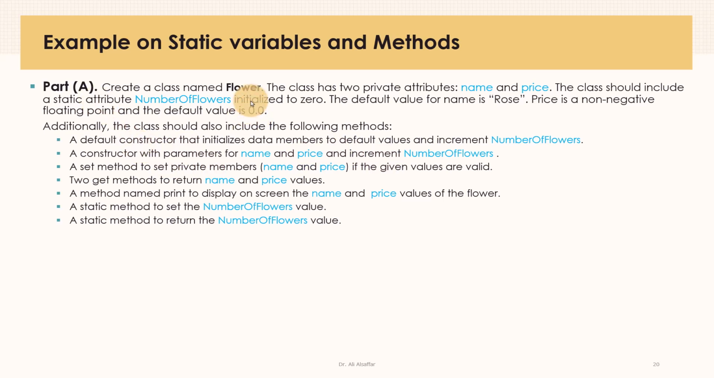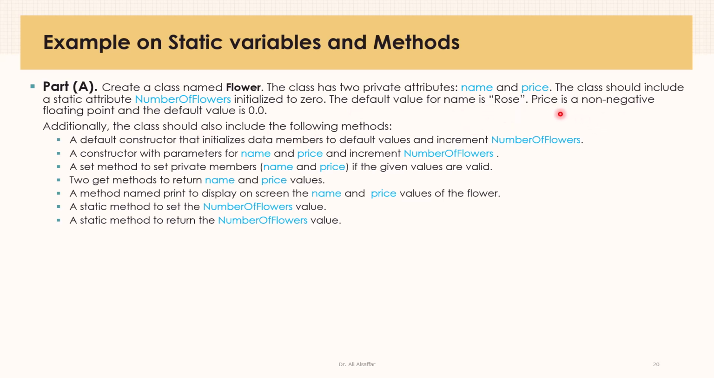The name is flower, and this class has two private attributes, and here attributes are the data members. The first is the name and the second is the price of the flower. The class also should include a static attribute that has the name, number of flowers, and this attribute should be initialized to 0. Now for name and price of the flower, the default value for name is rose and the default value for price is 0.